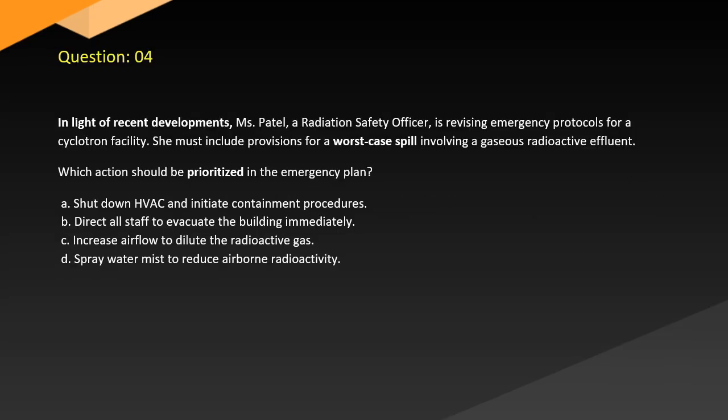Question 4. In light of recent developments, Ms. Patel, a radiation safety officer, is revising emergency protocols for a cyclotron facility. She must include provisions for a worst-case spill involving a gaseous radioactive effluent. Which actions should be prioritized in the emergency plan? A. Shut down HVAC and initiate containment procedures. B. Direct all staff to evacuate the building immediately. C. Increase airflow to dilute the radioactive gas. D. Spray water mist to reduce airborne radioactivity.